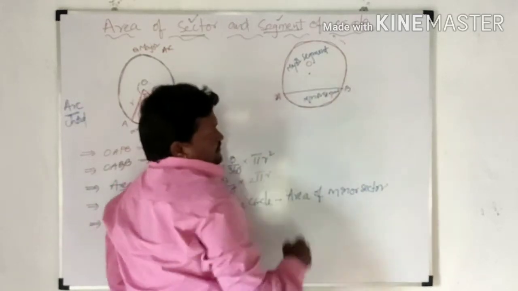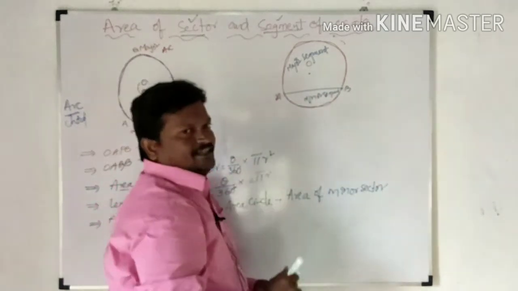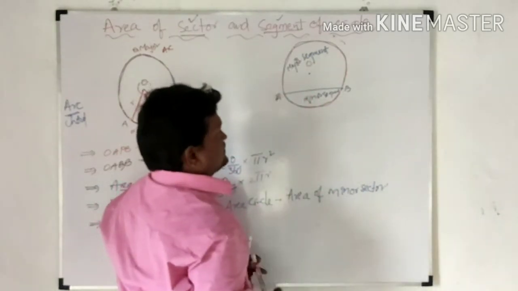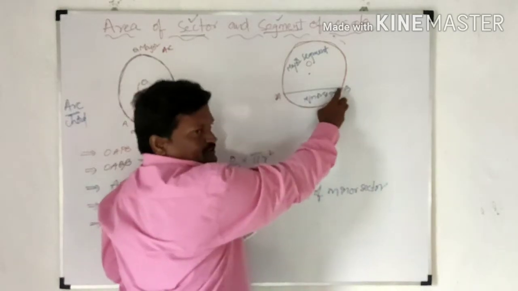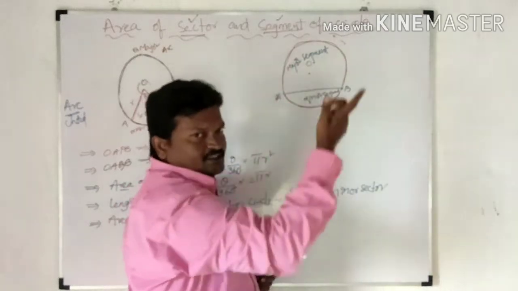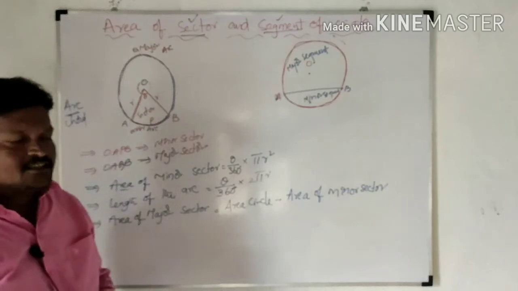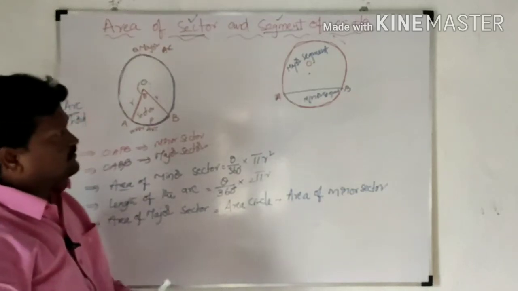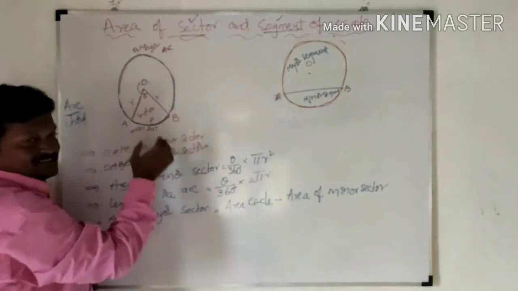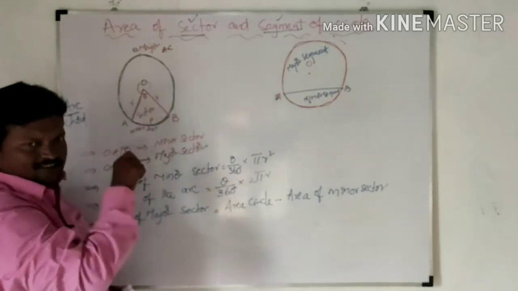So how can we get the minor segment? By one chord and its corresponding arc, we will get the minor segment. How can we get the major segment? By taking a chord in the circle and its corresponding major arc, we will get the major segment. So what is the difference between sector and segment? A sector is formed by 2 radii and its corresponding arc.